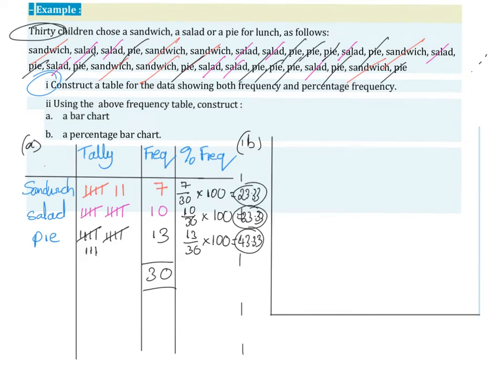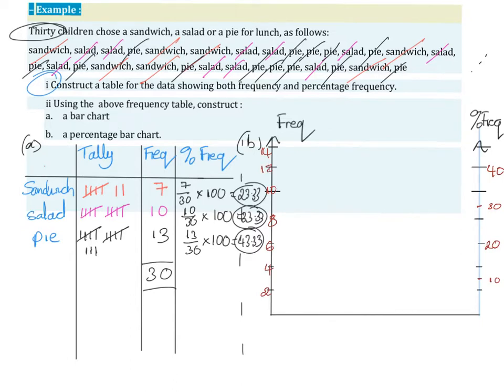All right, so I'm up to part B where I have to draw the bar chart. And my bar chart says that the frequency is always going to be on my vertical axis. So I'm going to draw my bar chart and my percentage bar chart on the same axis. So over this side is going to be my percentage frequency. Let's set that up.